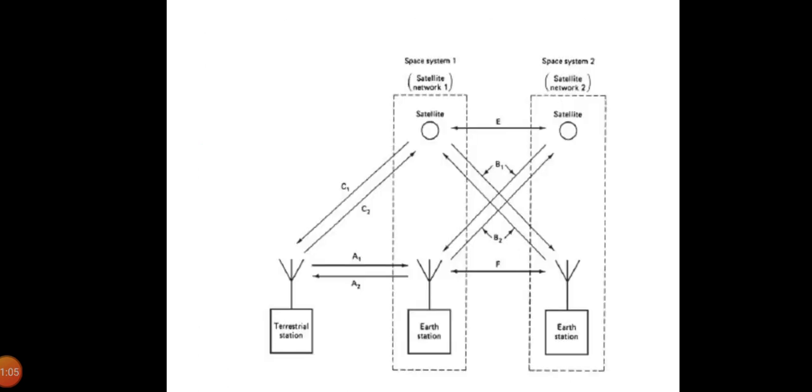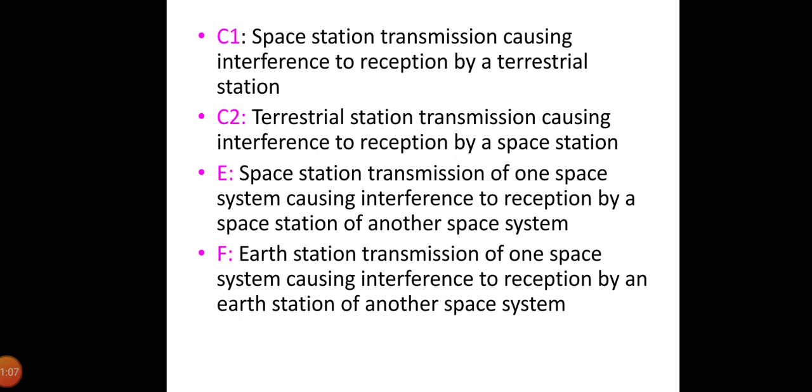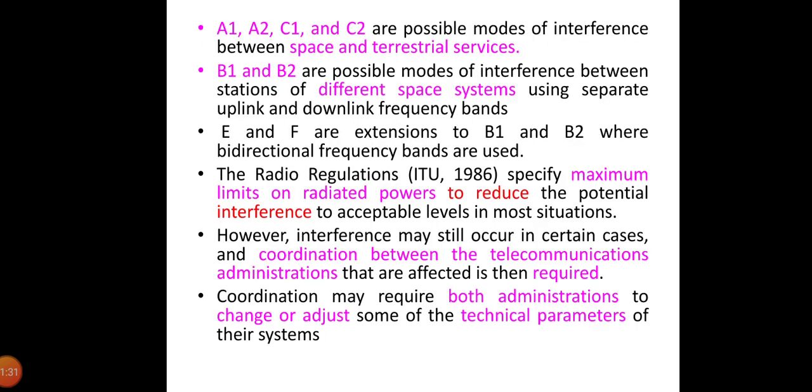So that is given in this diagram. C1 is the space station transmission causing interference to reception by a terrestrial station. And C2 is the terrestrial station transmission causing interference to reception by space station. And E is the space station transmission of one space system causing interference to reception by a space station of another space system, where F is the earth station transmission of one space system causing interference to reception by an earth station of another space system.